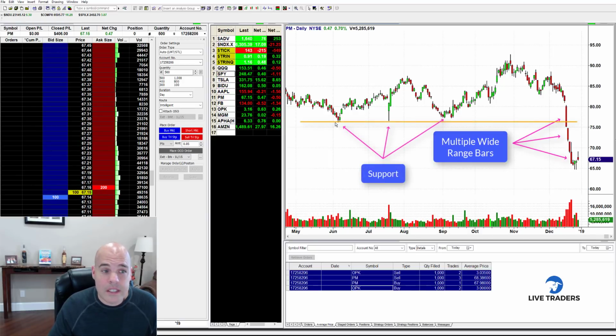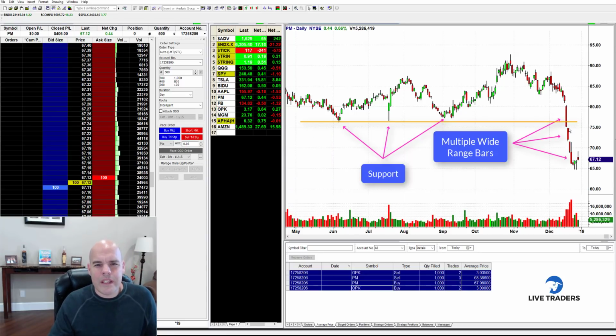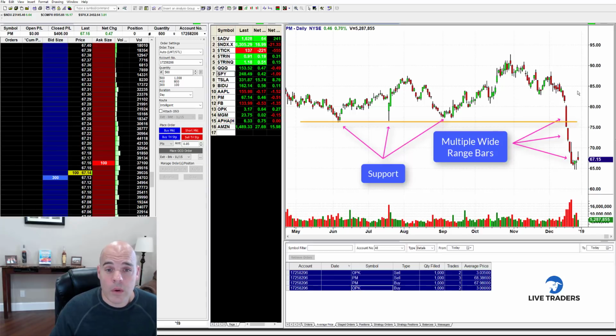Support was in the $76 range here, here, and here. I'll put a line on it so you can see it. And then we broke below that, okay? But we also got really, really extended. And if we had a moving average, the moving average would be way up in this area, okay? So we're far from the moving average. We've taken a multiple bar pullback, but they're not just regular range bars, they are wide range bars.